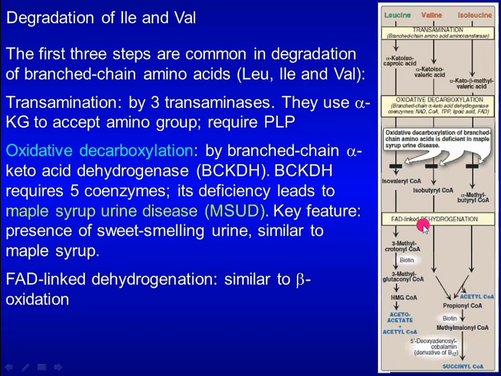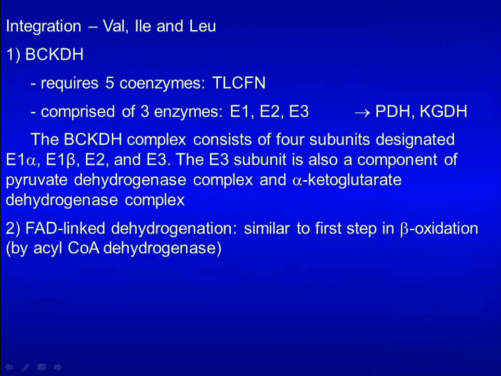FAD-linked dehydrogenation is very similar to the first step in beta oxidation. Here is integration. Branched-chain alpha-keto acid dehydrogenase requires 5 coenzymes as described in the mnemonic Tender Loving Care for Nancy. It is comprised of 3 enzymes, E1, E2, and E3.